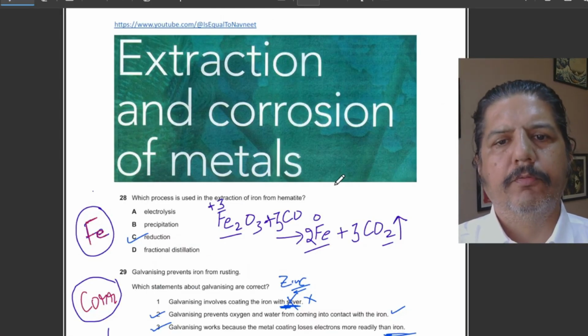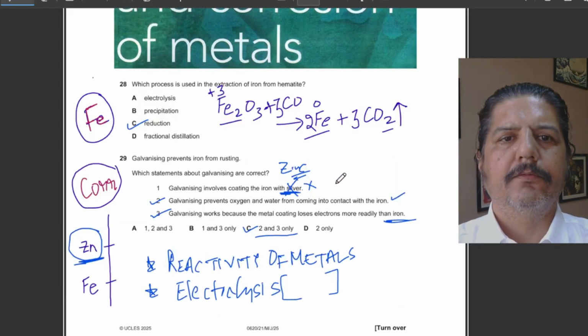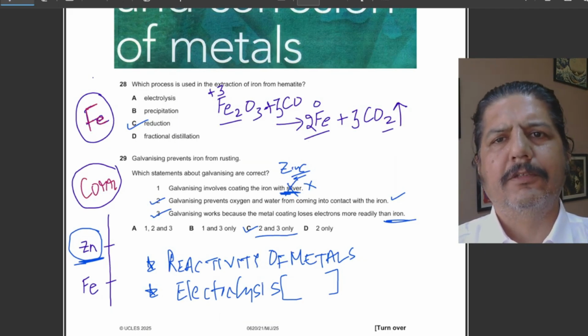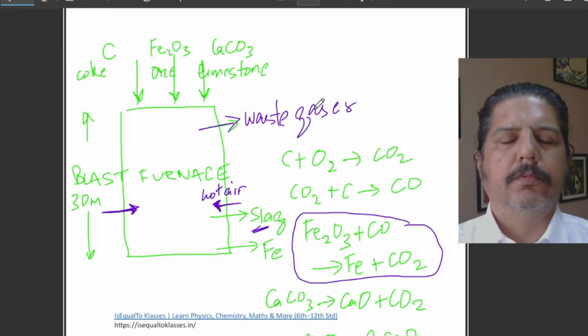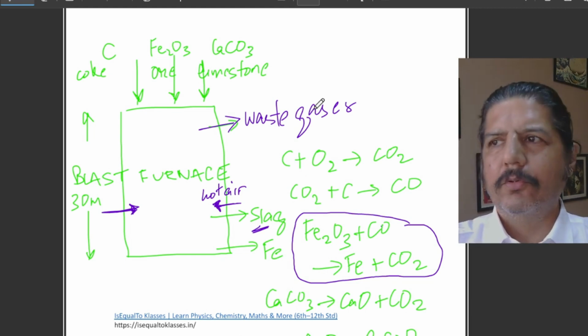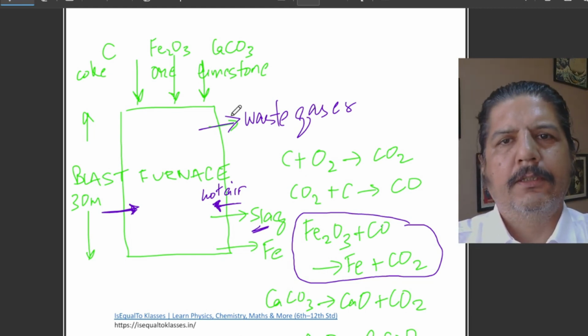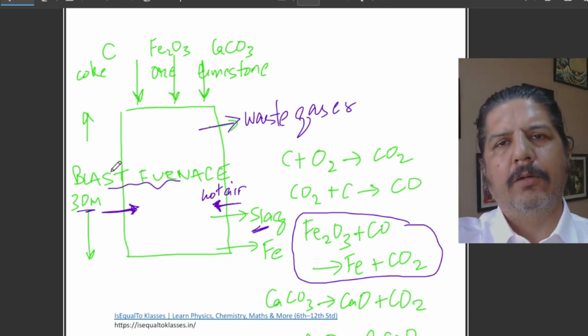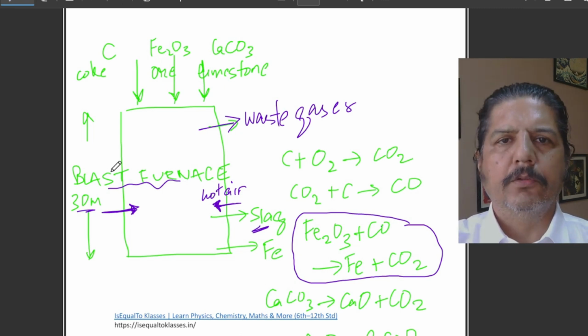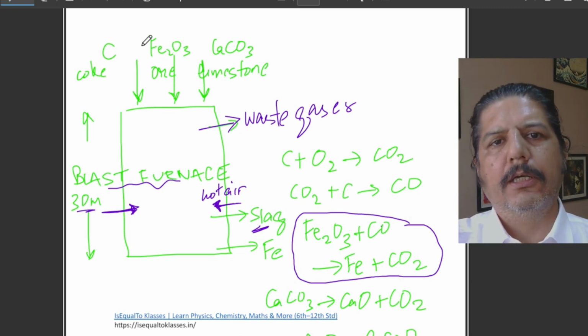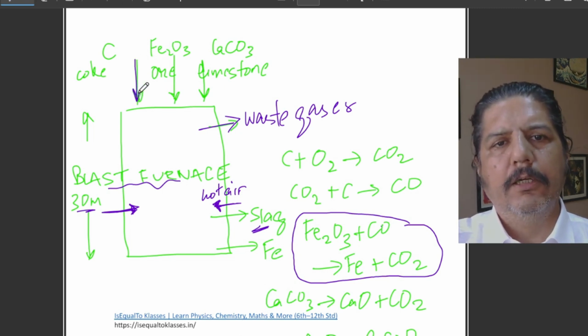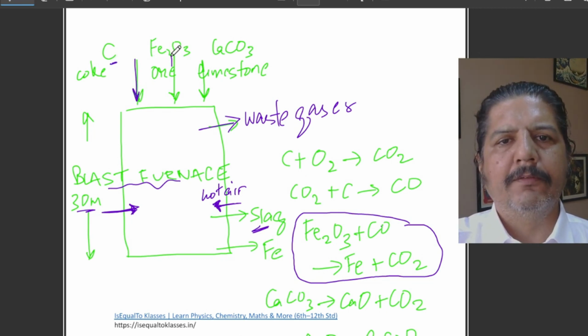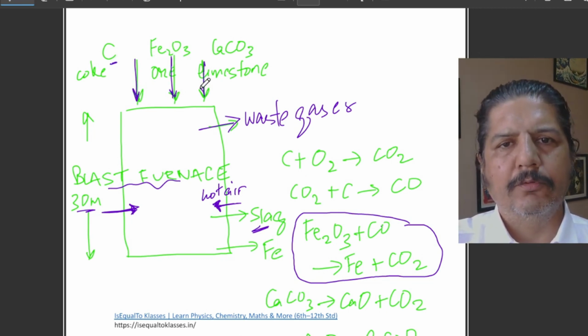Now, before I start doing the questions, I've simplified things as much as I can, so that it is easier to have an overview of the extraction of iron. Basically, you will have a blast furnace like this. A blast furnace is about a 30-meter tall structure. Three things will be put in the blast furnace: coke, which is basically carbon, the iron ore, and limestone.